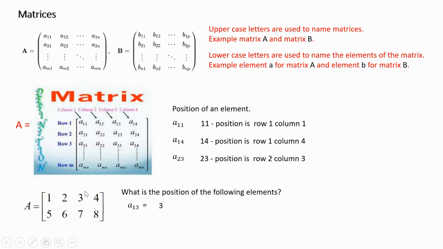Okay? Now, A24. A means row 2, which is this row here, and column number 4. 1, 2, 3, 4. So my answer is 8. Okay?